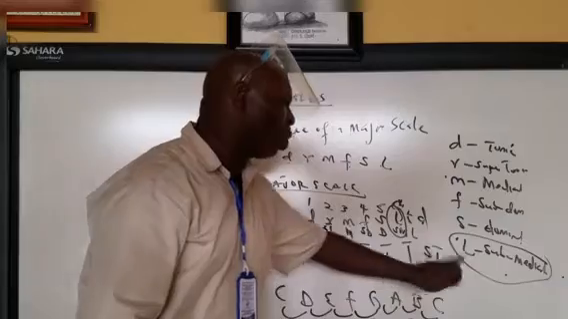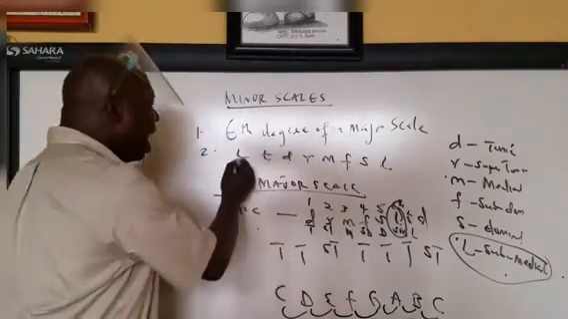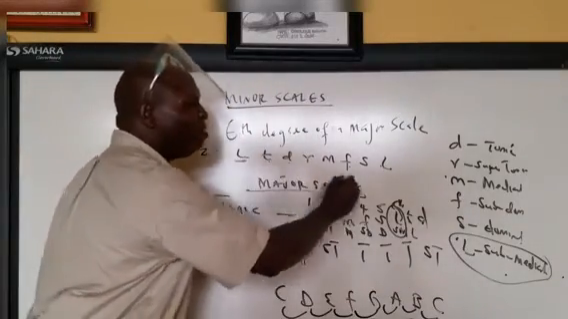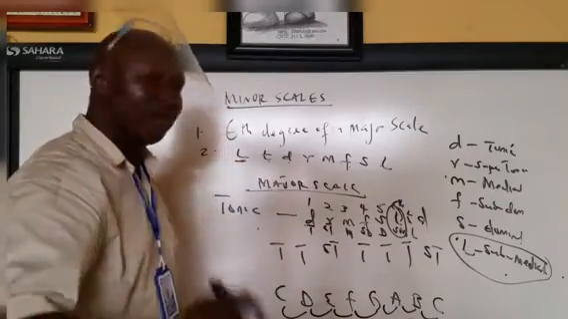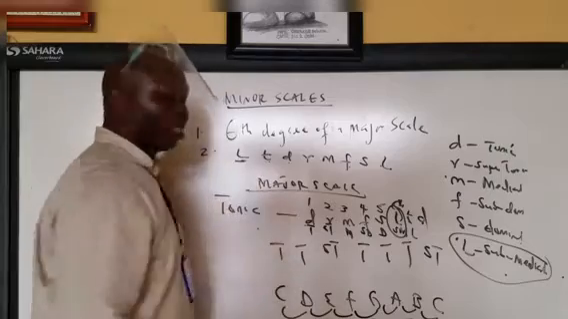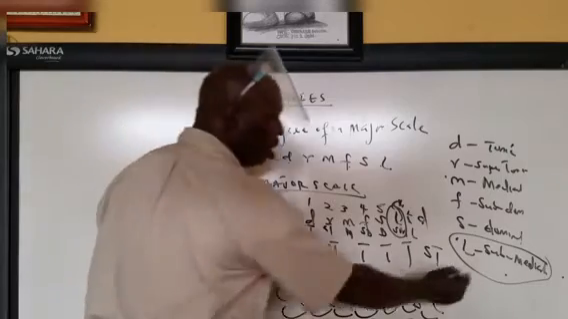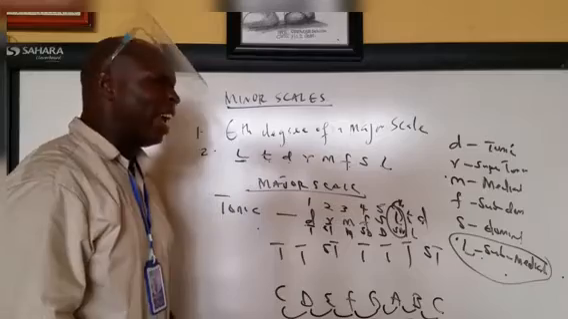It begins from the submediant. When you see la, ti, do, re, mi, fa, sol, la, without hesitation and consultation, accept it. It's a minor scale. And it begins from the what? The submediant of a major scale.